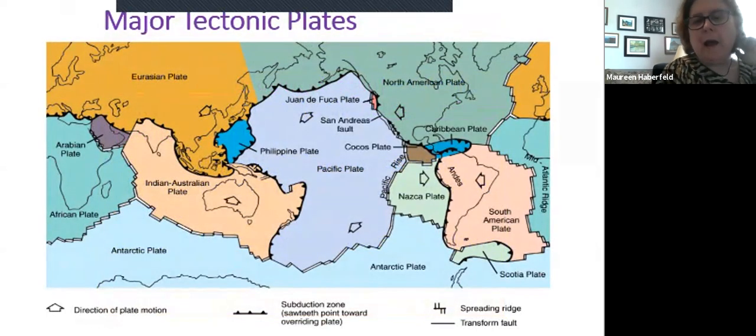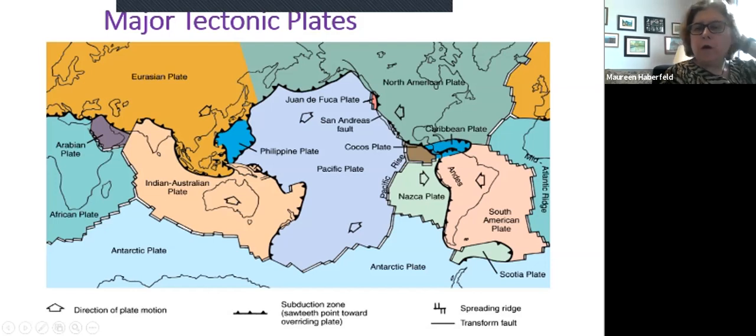So this is a plate map, and it's a little different from the maps we're used to looking at that highlight the land. These different colors represent the plates. I mentioned the largest plate here is the Pacific plate, and that is underneath the Pacific Ocean. And then there are a few smaller plates also underneath the Pacific Ocean, like the Nazca plate and the Cocos plate.